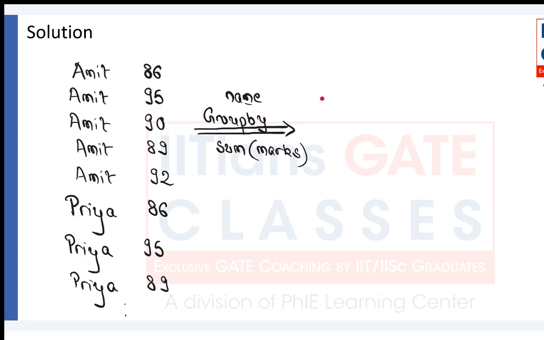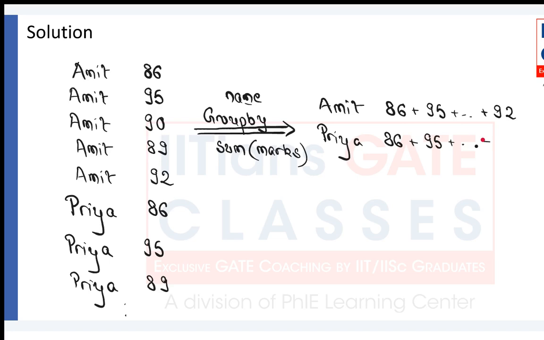It will have Amit, and you will take the sum of all these marks. You will have Priya, and you will have the sum of all of these marks. You will have Vineet, you will have the sum of all these marks, and so on. Is it clear why I got 5 rows now? Because the original question had group by, right?